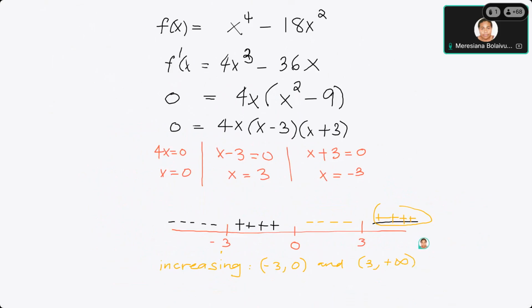So it's increasing. When I read it, I'll read it as between -3 and 0 and all the numbers greater than +3, so from 3 to positive infinity. All right, can you give me the interval for decreasing? In mathematical terms, please. How are you going to write the interval?